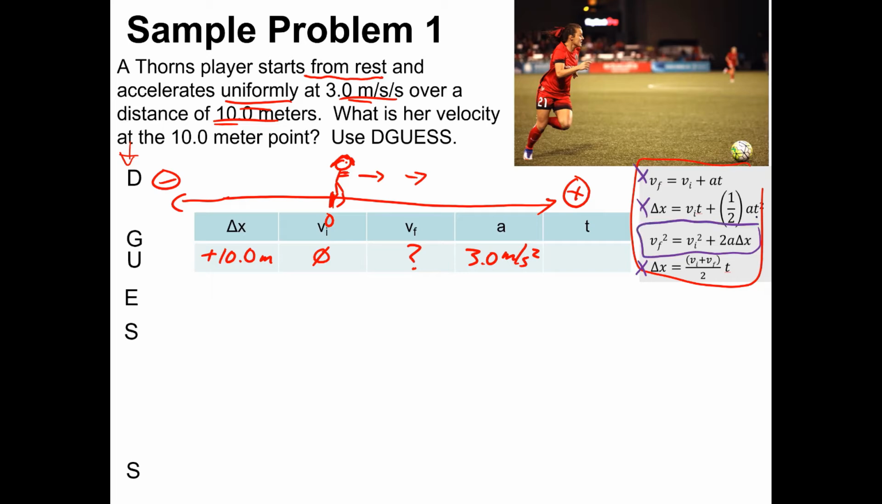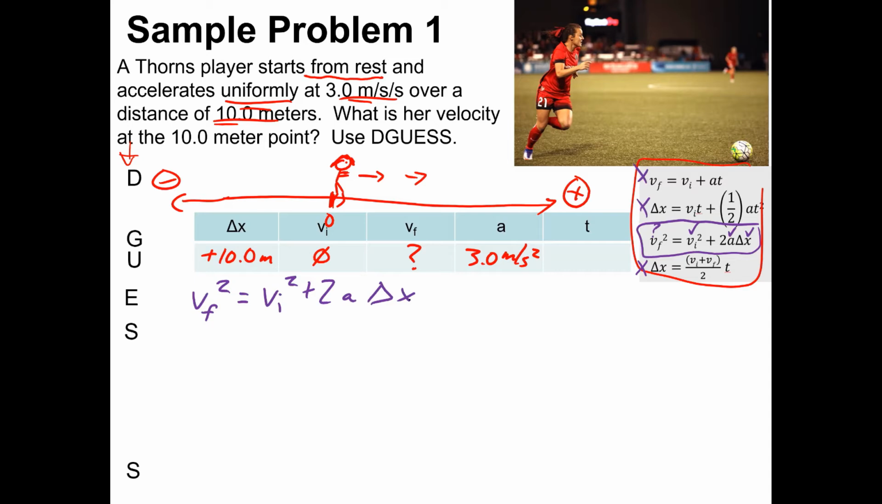Let's just make sure. Do I know final velocity? This is what I'm looking for. Do I know initial velocity? Yes, check. Do I know acceleration? Check. And do I know displacement? Check. So notice I know all the variables except for the one I'm looking for. So that is the one I want to use. I'll write it over here. The final velocity squared equals the initial velocity squared plus 2 times the acceleration times the displacement.